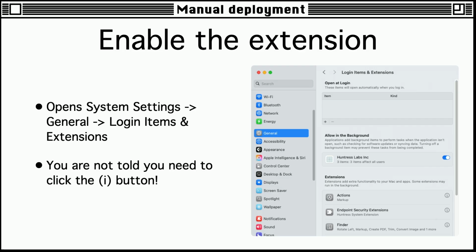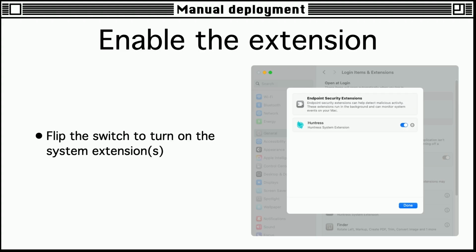It does not tell you that you have to click this little I button here next to Endpoint Security Extensions. So you have to click that, and that will take you into here. Here's where you will see the system extensions that your security product installs. There may be only one, there may be multiple. It just depends on the product. And you've got to check each one of them that's in here. So you just click that little button there.